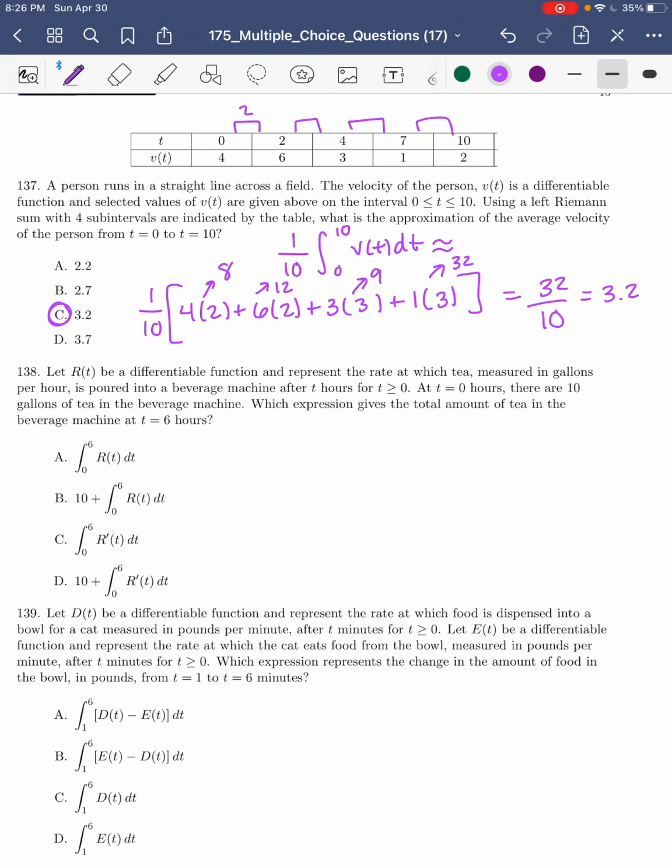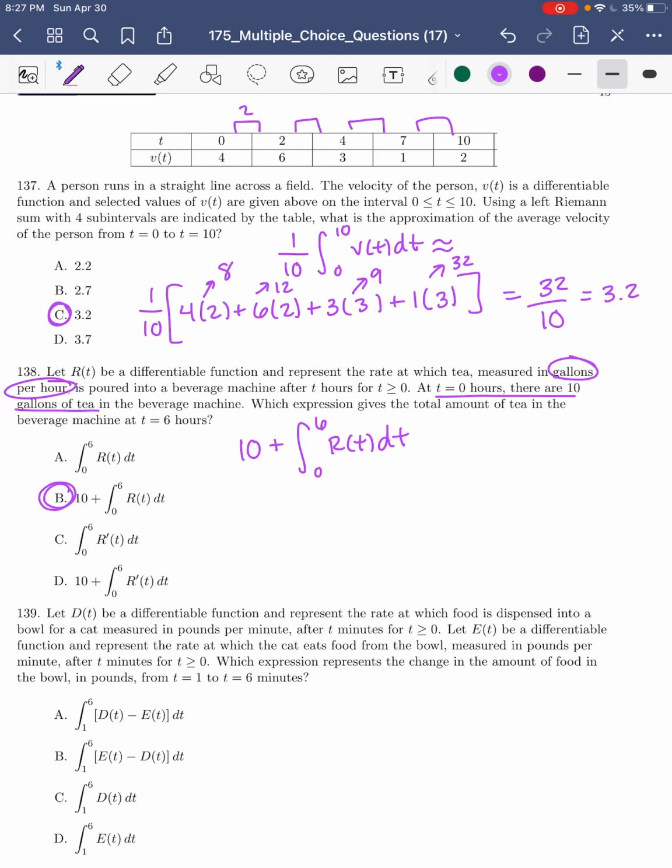138, we're talking about total amount of tea at 6 hours. But the important thing to remember here, they tell us at t equals 0, there are 10 gallons in the machine. So before we're even starting, we have 10 gallons. And then I need to take 0 to 6 because R is in gallons per hour, so I need to take the antiderivative of that. And that should give you the total amount of tea.